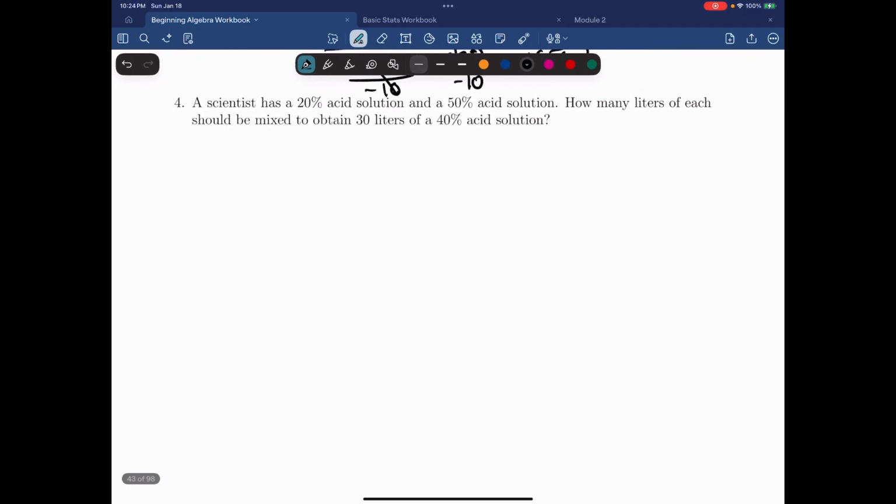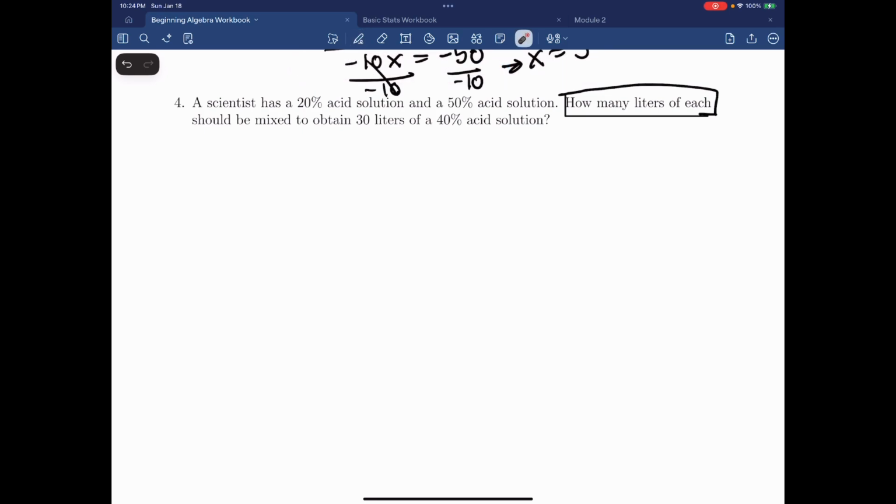Alrighty, so for our final example, we have a scientist who has a 20% acid solution and a 50% acid solution. How many liters of each should be mixed to obtain 30 liters of a 40% acid solution? So our question is how many liters of each. We want to know how many liters of each solution should be mixed to obtain a 40% acid solution with a total amount of 30 liters.